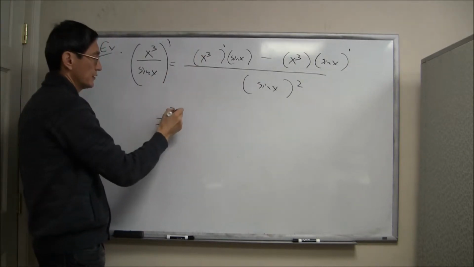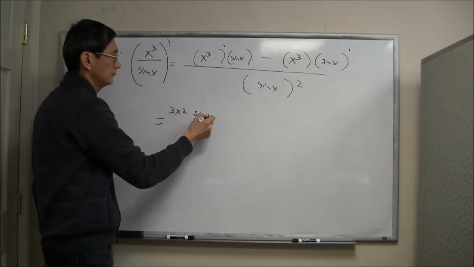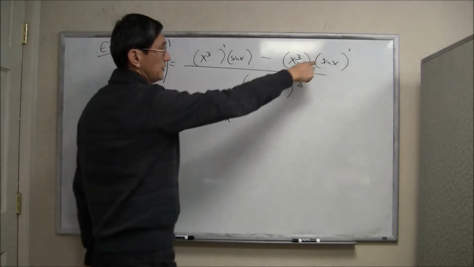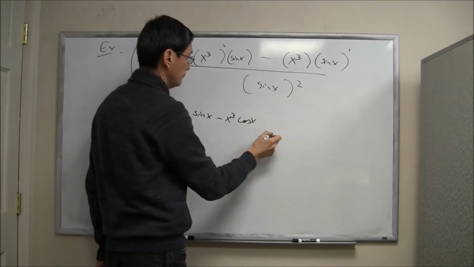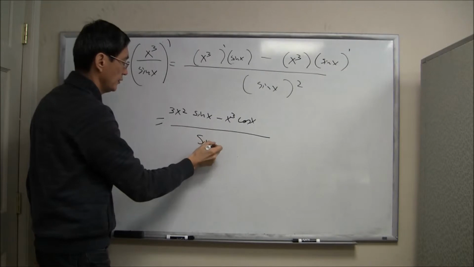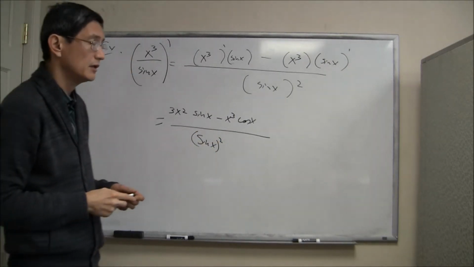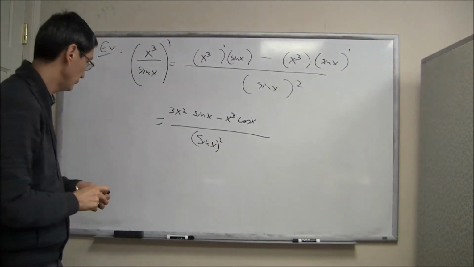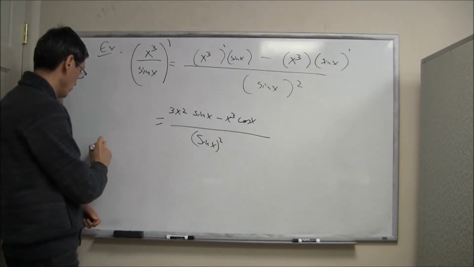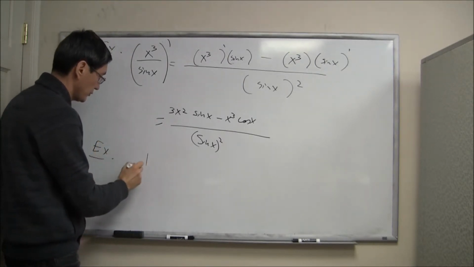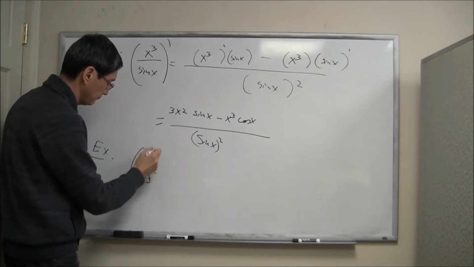The derivative of x cubed is 3x squared. The derivative of sin x is cosine x, all over sin squared x. So that's approximately how a quotient rule problem might go. And maybe just one more quick example. Say you want to take the derivative of 1 over x cubed.